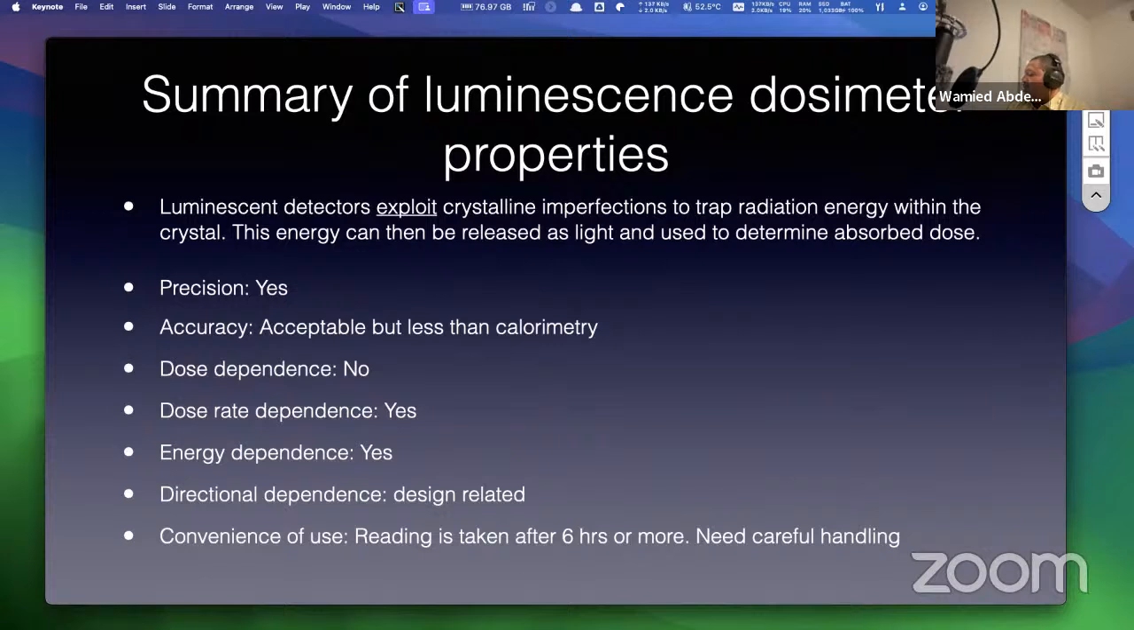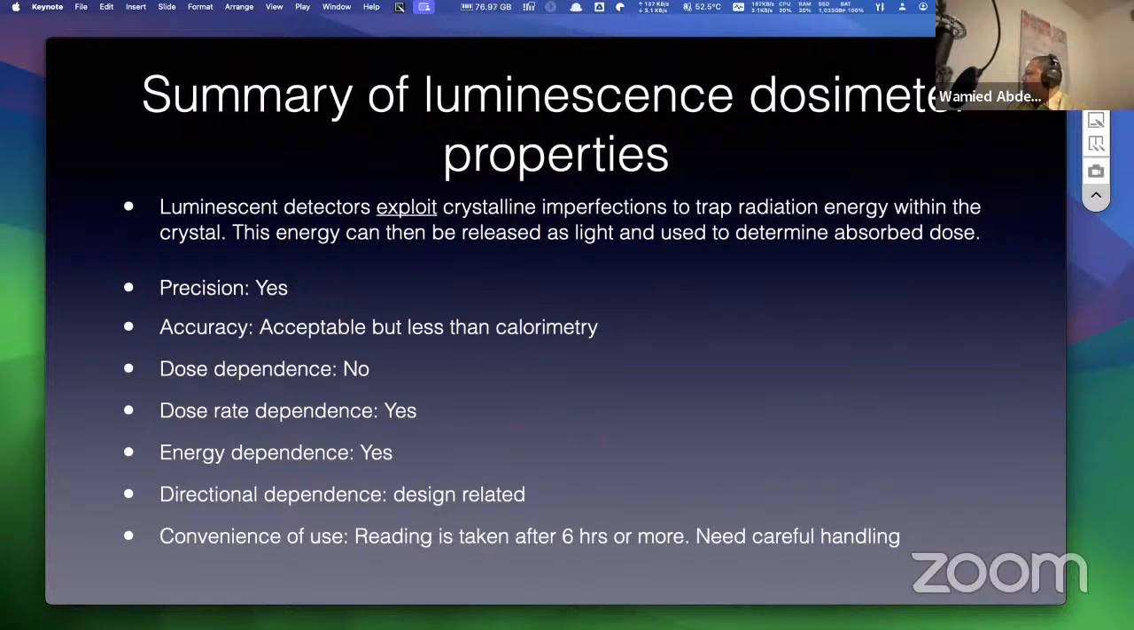Dose rate dependence, I'm not sure. I don't know why I put yes there. Maybe this is a typo. I'm not aware if they are dose rate dependent or not. I have to revisit this. I really don't remember. Energy dependence, yes, they exhibit a little bit of energy dependence.